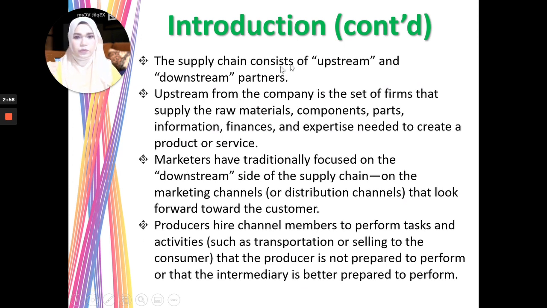The supply chain consists of upstream and downstream partners. The upstream partners, or upstream companies, are the firms that supply raw materials, components, parts, information, finances, and also expertise needed to create a product or service. Imagine like this: upstream is from the point of production. You want to produce a product, so these are your upstream companies, which will supply you materials, components, equipment, and machinery for you to actually produce a product. If you are a manufacturer, you will call them your upstream.